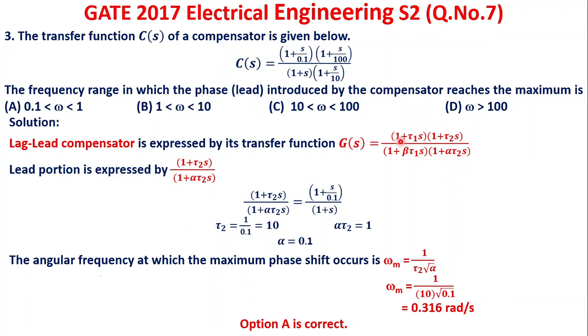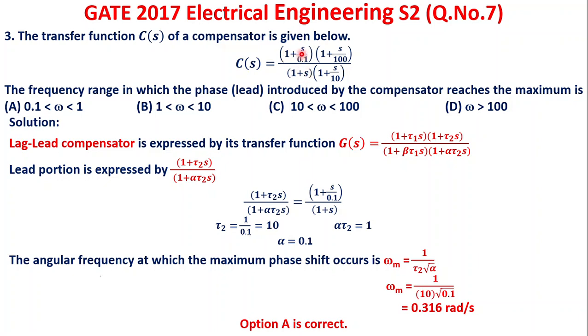But we have to concentrate on the lead portion only, because that is what the question asks. The lead portion is expressed by (1 + tau2 s)/(1 + alpha tau2 s). Here we have to check which is lead and which is lag. If you carefully see this, this is 1/0.1, so (1 + 10s)/(1 + s).